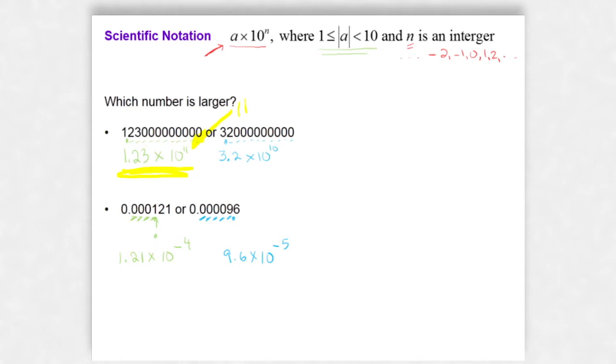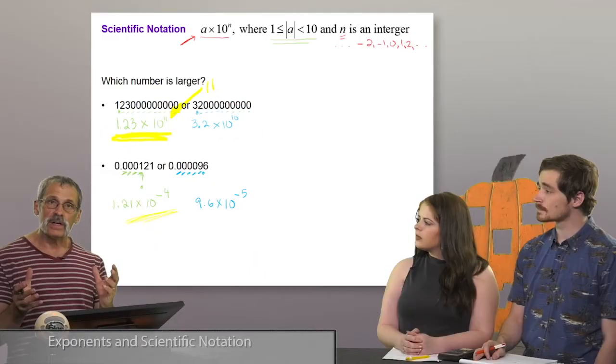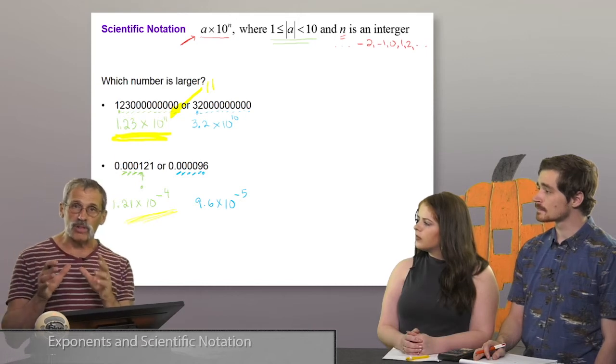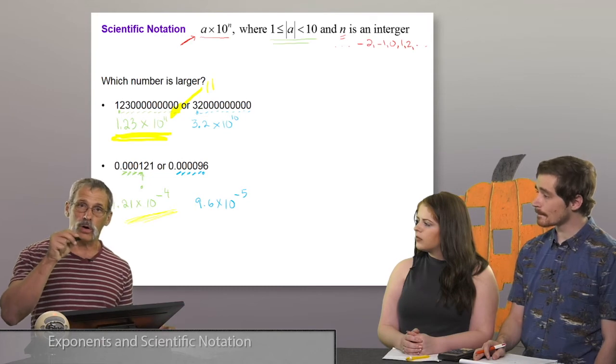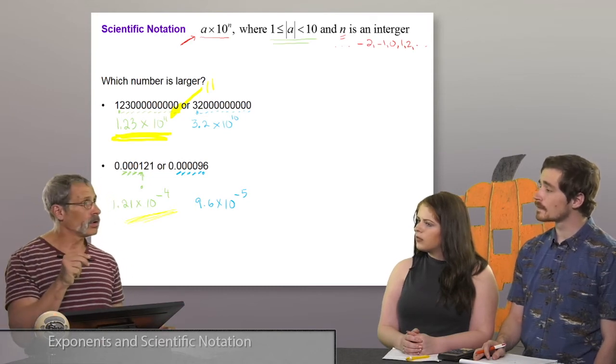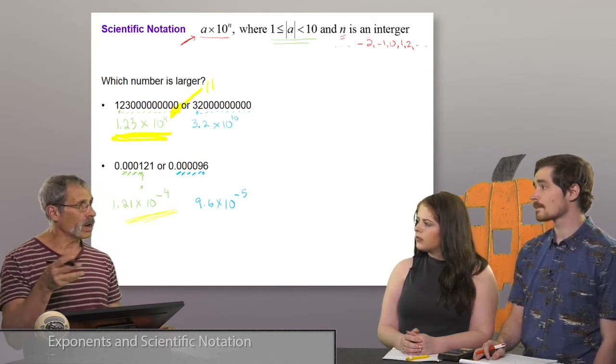Which number is larger? Well, again, it's the first one because you're thinking 10 to the negative 4. That's going to be a larger number than 10 to the negative 5, because that would be 0.0001 versus 0.00001.